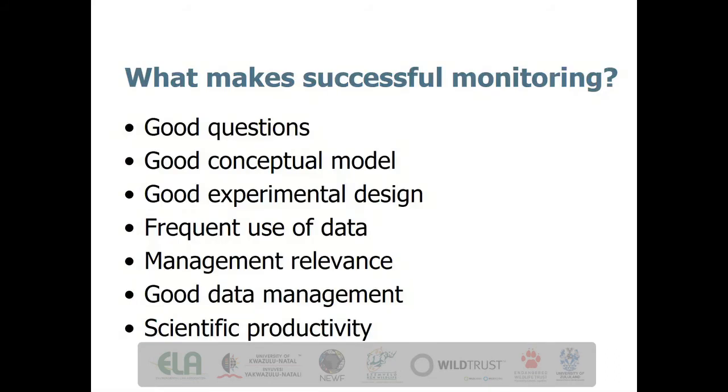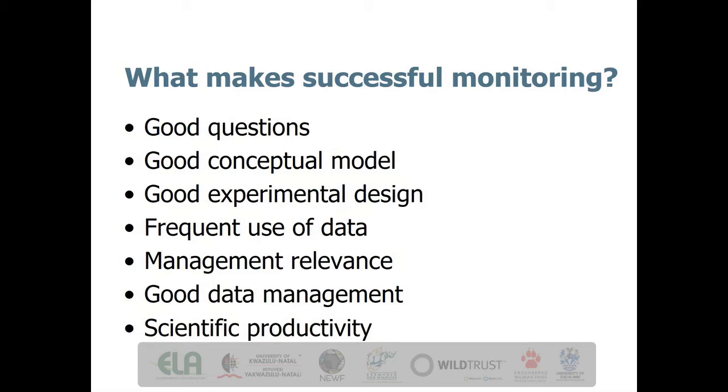So we know what makes successful monitoring, and that's posing good questions at the outset of a monitoring program, thinking about a good conceptual model to help pose those questions, a good experimental design to help frame those questions and the kinds of work that you're going to do in the field, and frequent use of the data that you gather so that you can see if there are some problems very early in the monitoring program, not right at the end.